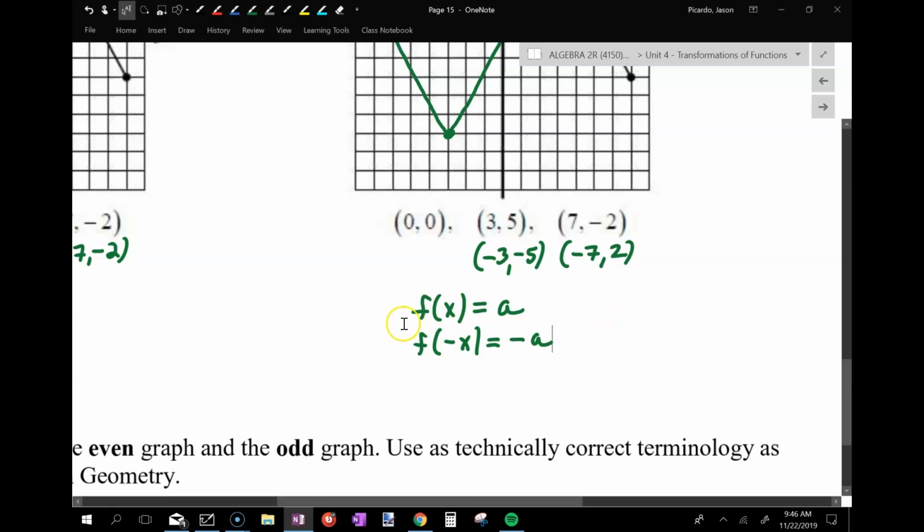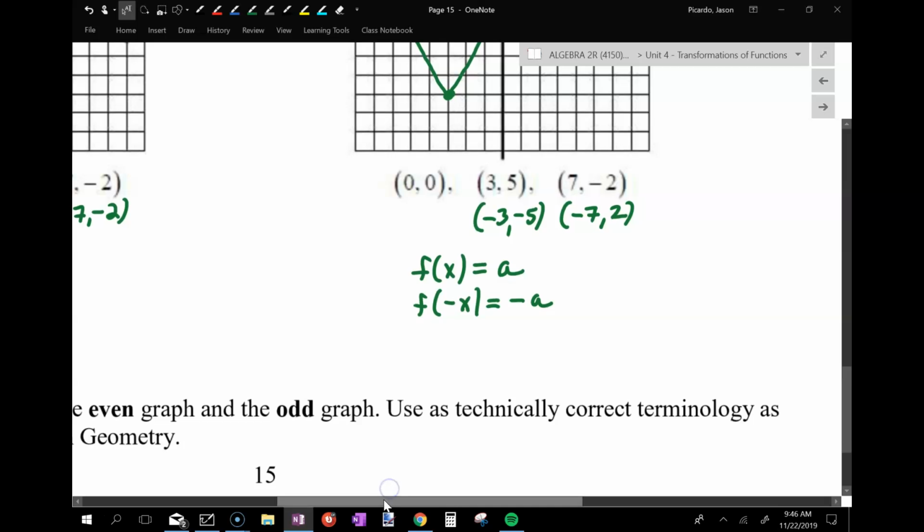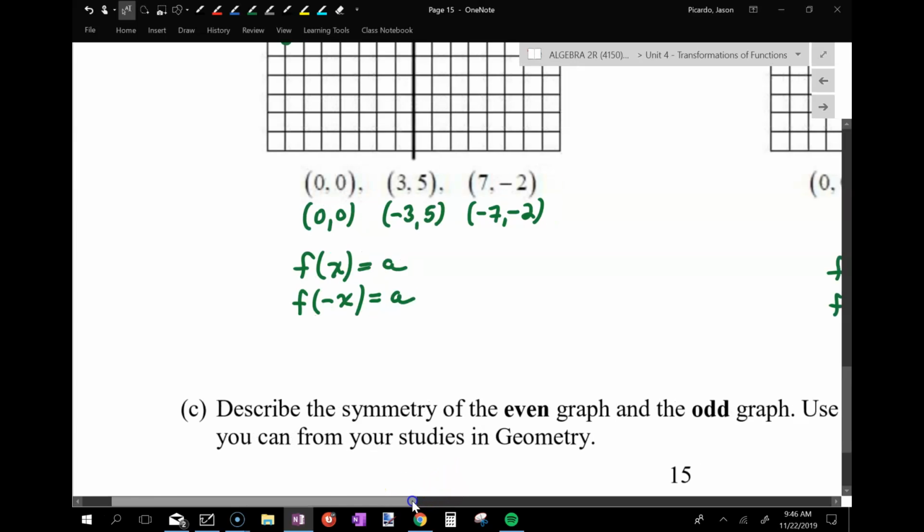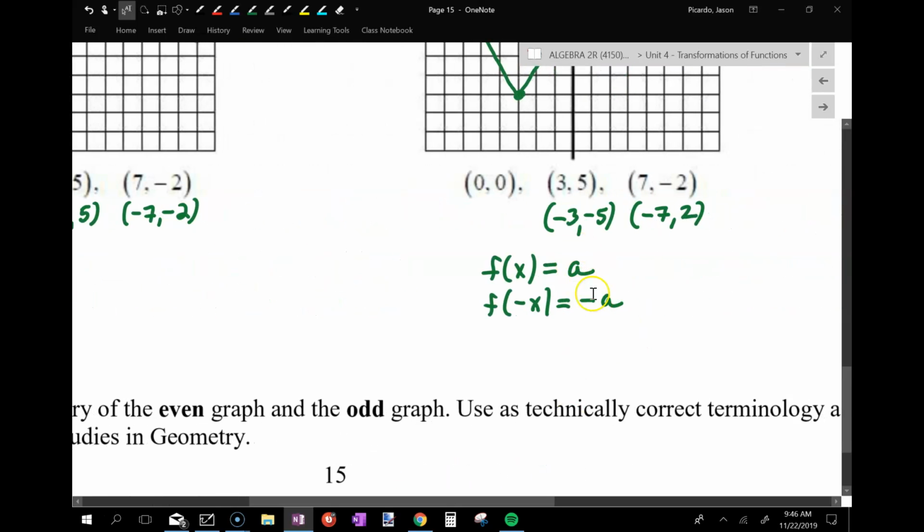So are you saying with this piece right here? Yeah. So here I changed this, and what happened here? I have an A and a negative A. Here, I changed the input, and I wound up with the outputs being the same. So here the outputs did not change. Here, the outputs were also changed. See the difference? A versus negative A.